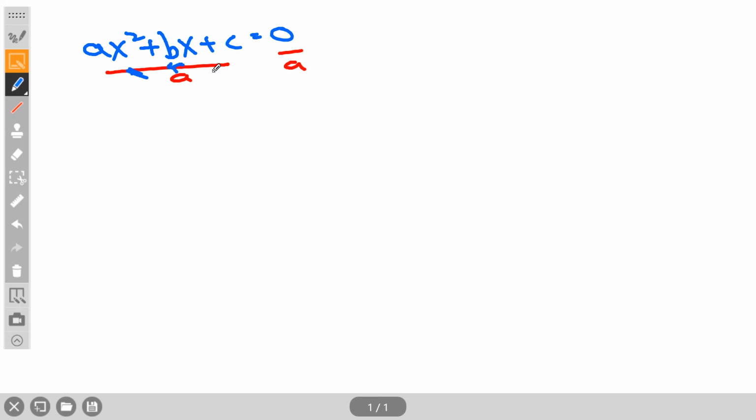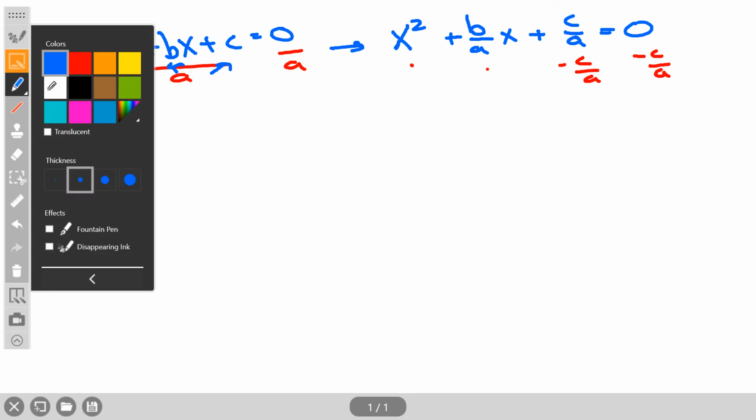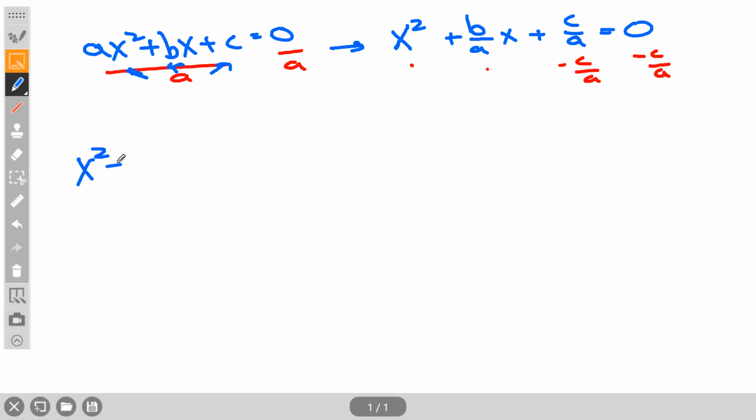So we're going to divide each term by a, and that's going to give us x squared, because a divided by a is 1, plus b over a x, so the coefficient is b over a, plus c over a equals 0. Alright, well we know to complete the square we only need this term and this term, so let's move the other term to the other side by subtracting it, minus c over a. So we're going to complete the square with x squared plus b over a x, where b over a is the coefficient, and then on the other side we have negative c over a.